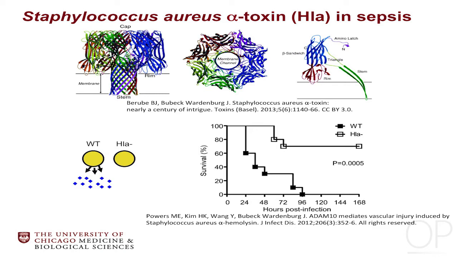and we score these animals for survival, shown on the y-axis. And what you can appreciate is that infection with the wild-type Staphylococcus leads to death of all of the animals in the group by a 96-hour time period. However, in mutant staphylococci that do not express HLA or the alpha-toxin, you see that these animals have a significant survival advantage, as shown in the open white boxes.